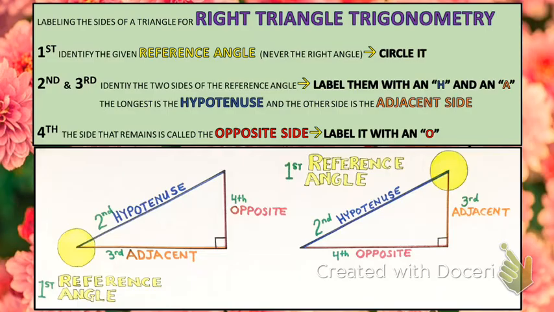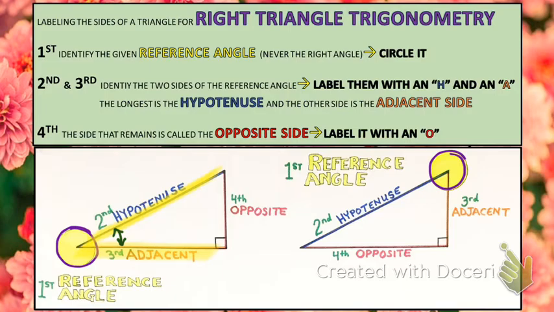The reference angle will usually be given, and the reference angle is never the right angle. So the first step is to circle the reference angle, and so that's the reference angle in the triangle on the left, and that's the reference angle in the triangle on the right. The second and third step go together. We're going to identify the two sides of the reference angle. So here's one side of the reference angle, there's the other side of the reference angle, and the reference angle is this angle right in here. So those are the two sides of the reference angle.